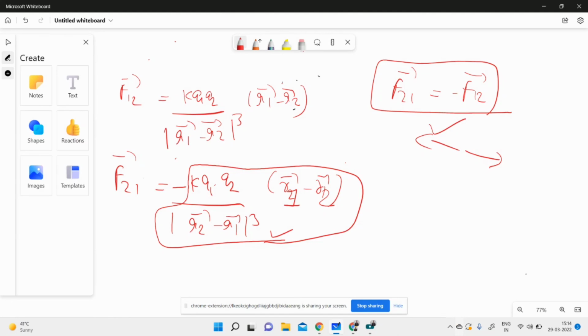Okay, fine students. So this was your Coulomb's law in vector form. Clear? So in the next video, we'll discuss the sums. We'll solve a few questions based on Coulomb's law.